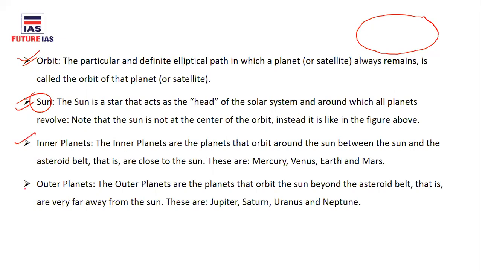Inner planets and outer planets are the two sets of planets. Why do we call them inner planets? Because such inner planets orbit around the sun, between the sun and the asteroid belt. Where do you find the asteroid belt? Between Mars and Jupiter.